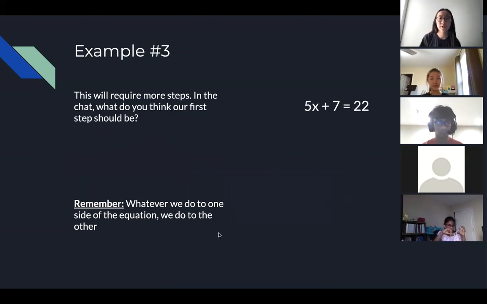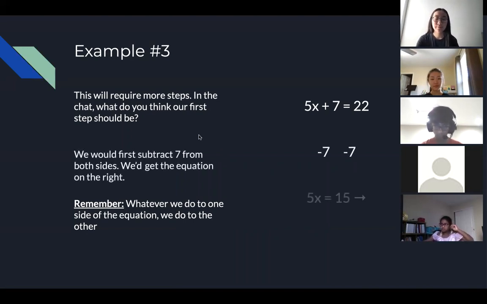Here's a more complex example. There are basically two numbers, a coefficient and a constant, that we need to get rid of. Which one should we get rid of first? You can type it in the chat. Should we get rid of the 5 or the 7? Good, it's easier if we get rid of the 7 first. So we subtract 7 from both sides, and that gets us 5x equals 15. Now it's easy to just divide both sides by 5, and that gets us x equals 3, like some of you are saying in the chat.